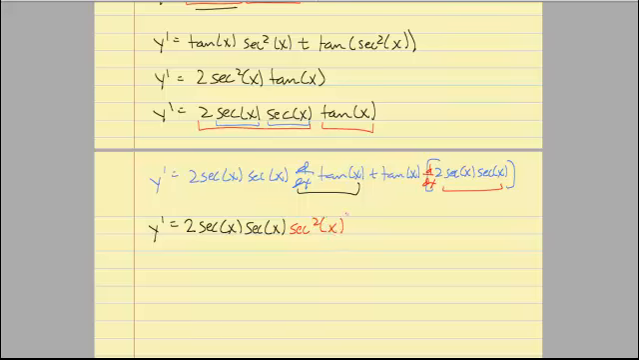So for this first one, it looks like it simplifies to 2 secant to the fourth. Now, the derivative of this piece is going to be a product rule. It's going to be kind of long. We'll see if we can fit it in here.